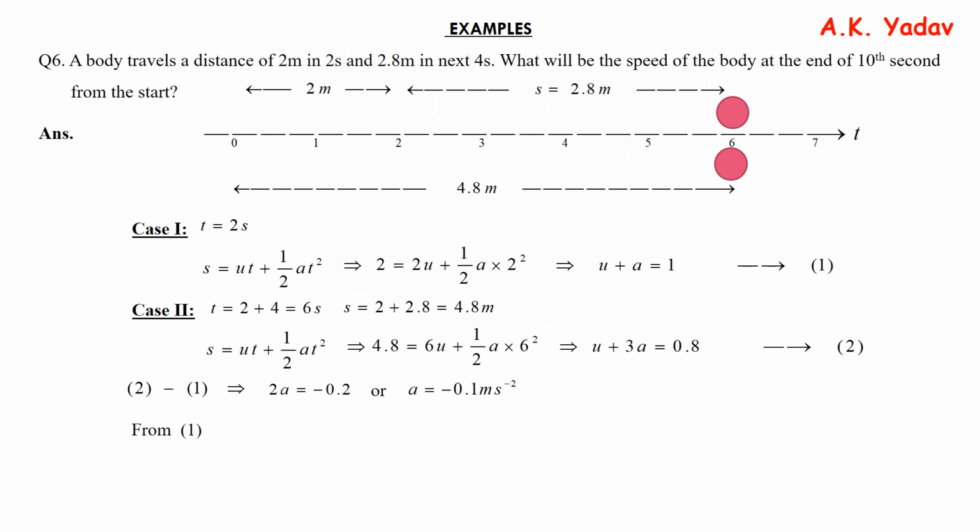From equation 1, we can find the value of u, which is 1 plus 0.1, that is 1.1 meter per second. And what we have to find? The speed at the end of 10th second, that is the total time is 10 seconds. So v is equal to u plus at. U is 1.1, a is minus 0.1 into 10, that is t, and what we get? 0.1 meter per second, which is our answer.